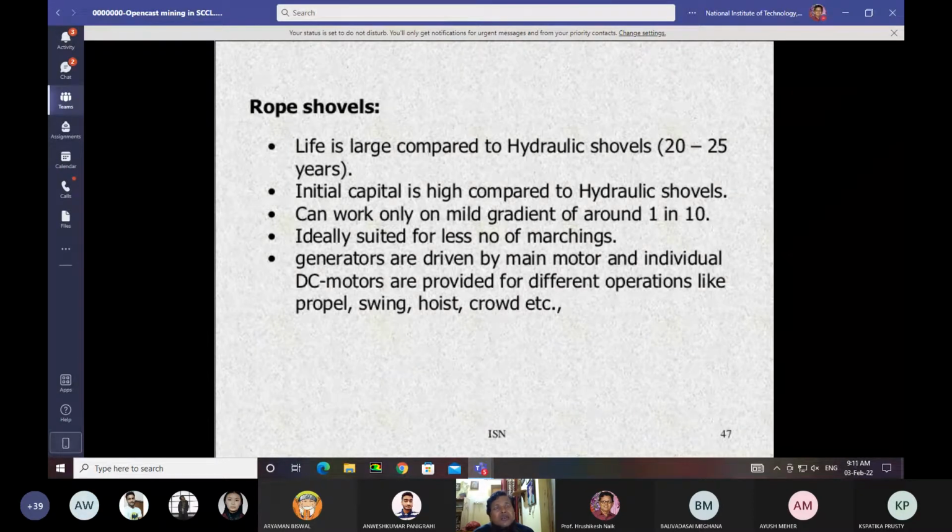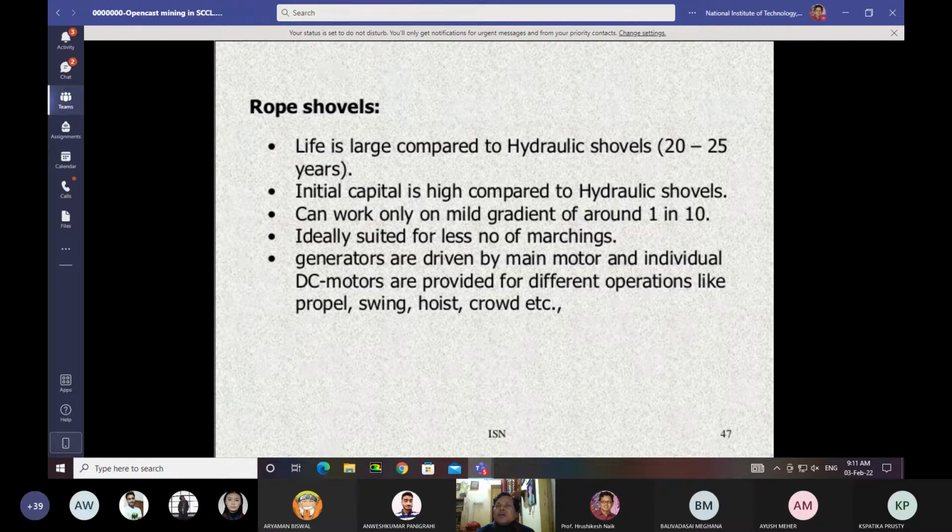Okay. So the rope shovels, the life of the rope shovel or electrical shovel is very, very large. It can work many years, 20 years, 30 years, 40 years, compared to the small size shovels. The small size hydraulic shovels, the diesel operated shovels, their life is only 20 to 25 years, whereas the electrically driven rope shovels, their life can go up to 50 years.